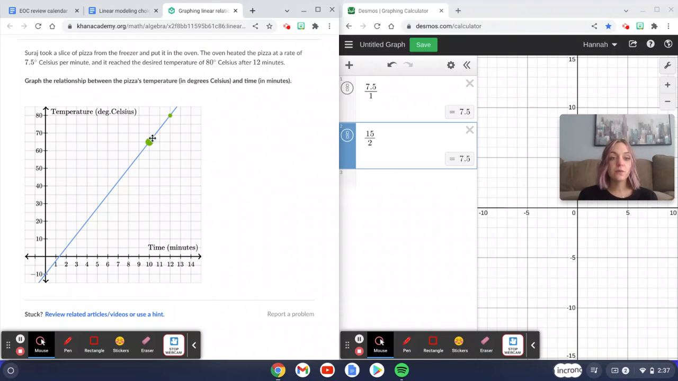Now, if you got confused and say maybe you put your slope over here, we know that this can't be a good option because this is a decreasing slope. And we need an increasing slope because, again, my pizza is getting warmer by the minute.